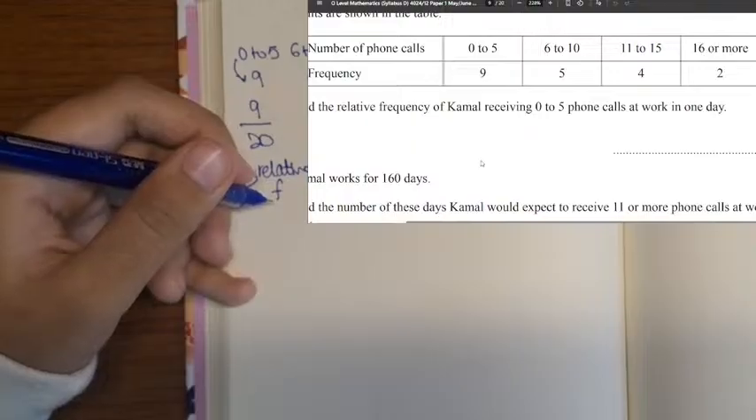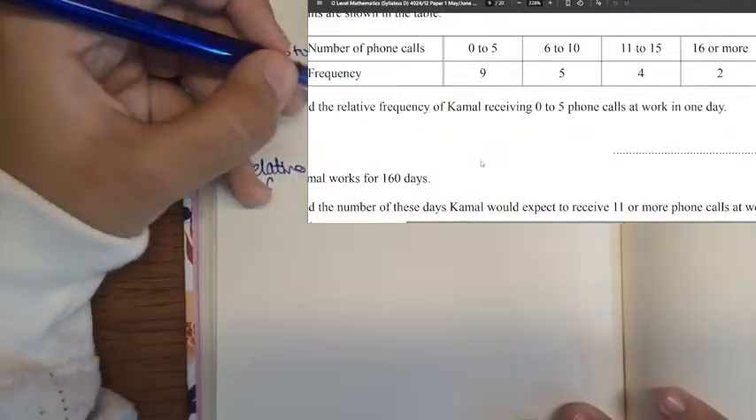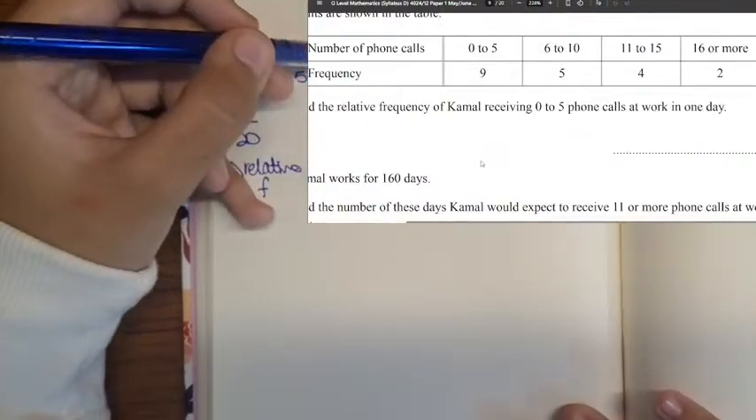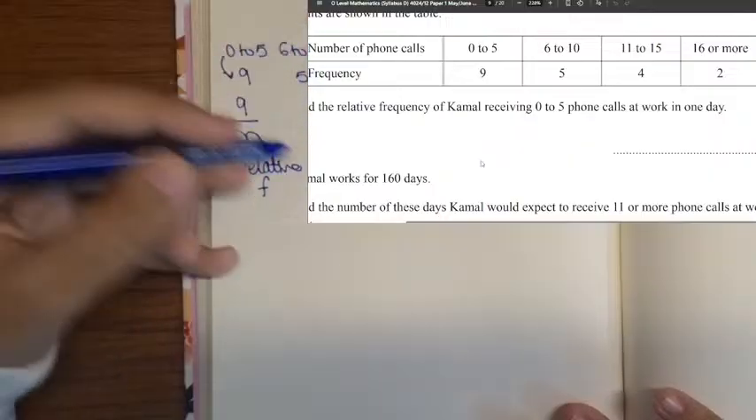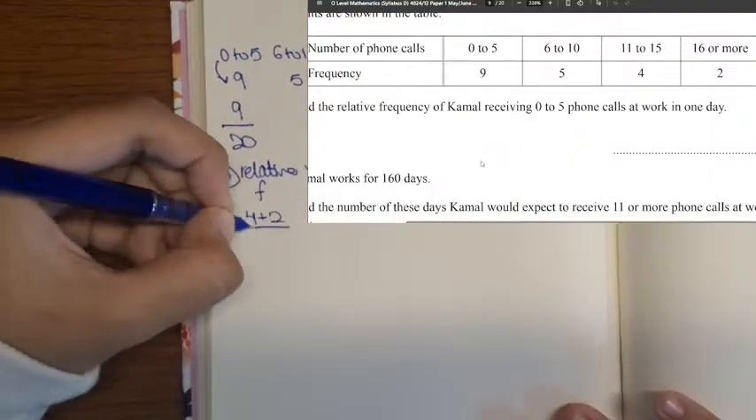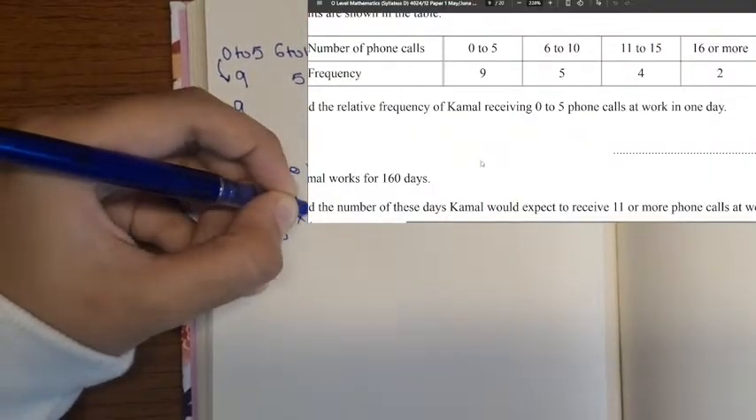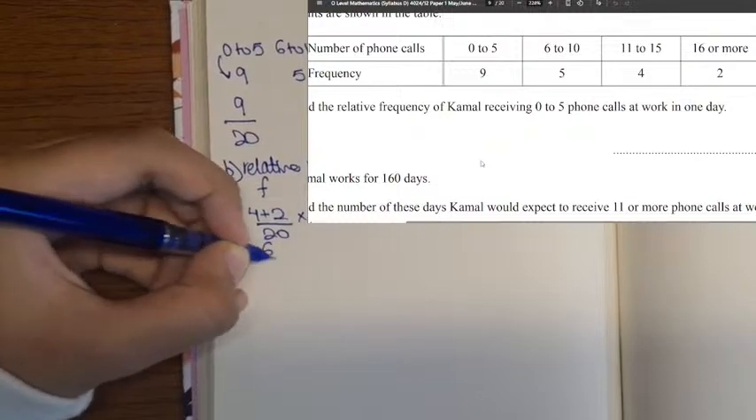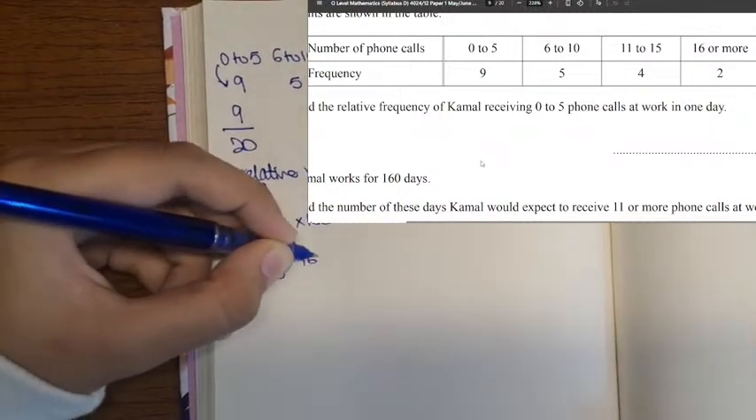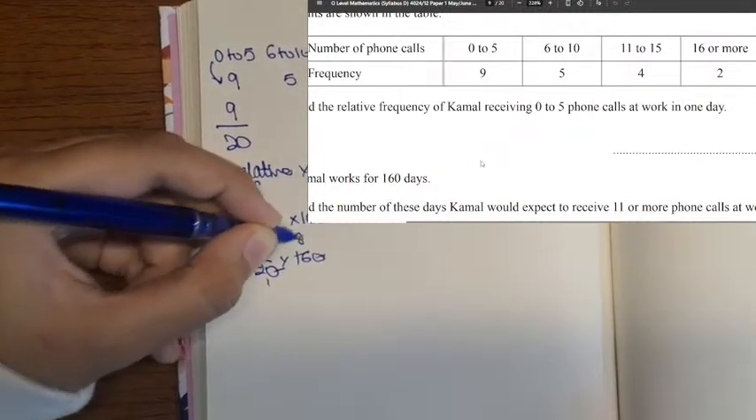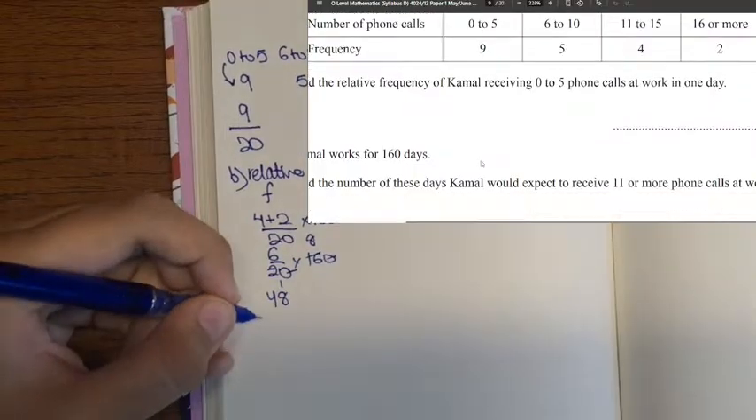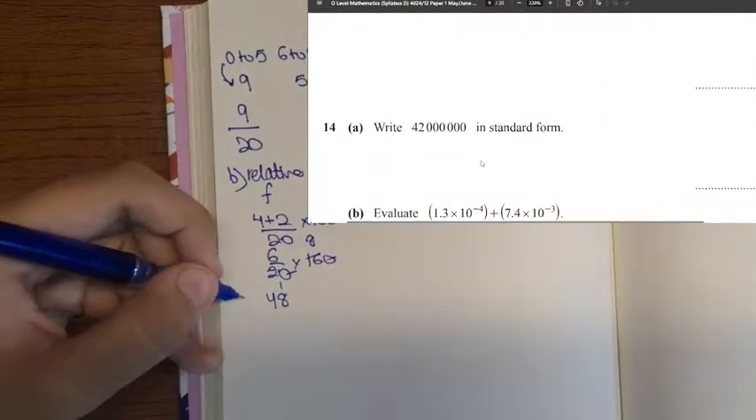Now they said 11 or more, they didn't say 11 to 15. So 4 plus 2, because that is the entire frequency of 11 and more. So 4 plus 2 upon the total number, which is 20, multiplied by 160. This becomes 6 upon 20 multiplied by 160. This becomes 48. So he would receive 11 or more phone calls at work for 48 days.